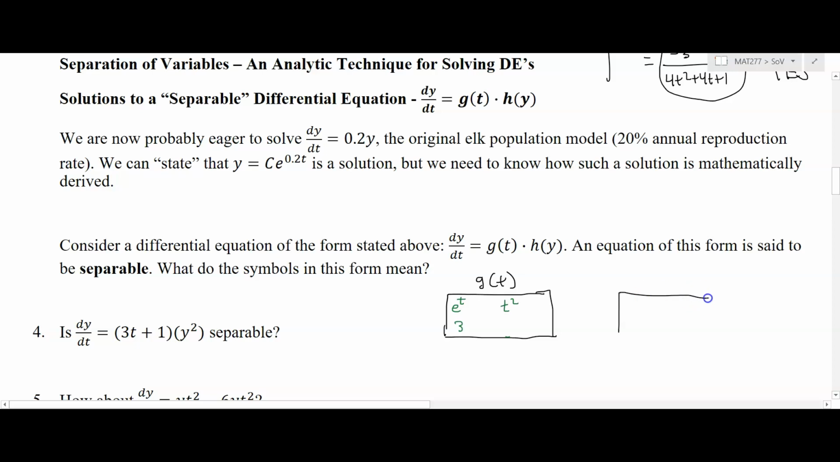Same kind of thing goes for h of y. For h of y, we're only going to allow functions that depend on y in there. So, for example, if y cubed came along, you're welcome to come in. If sine of y came along, you're welcome to come in. If 7 came along, we'd allow 7 into that playground. So when we say separable, one of these functions could be a constant function.